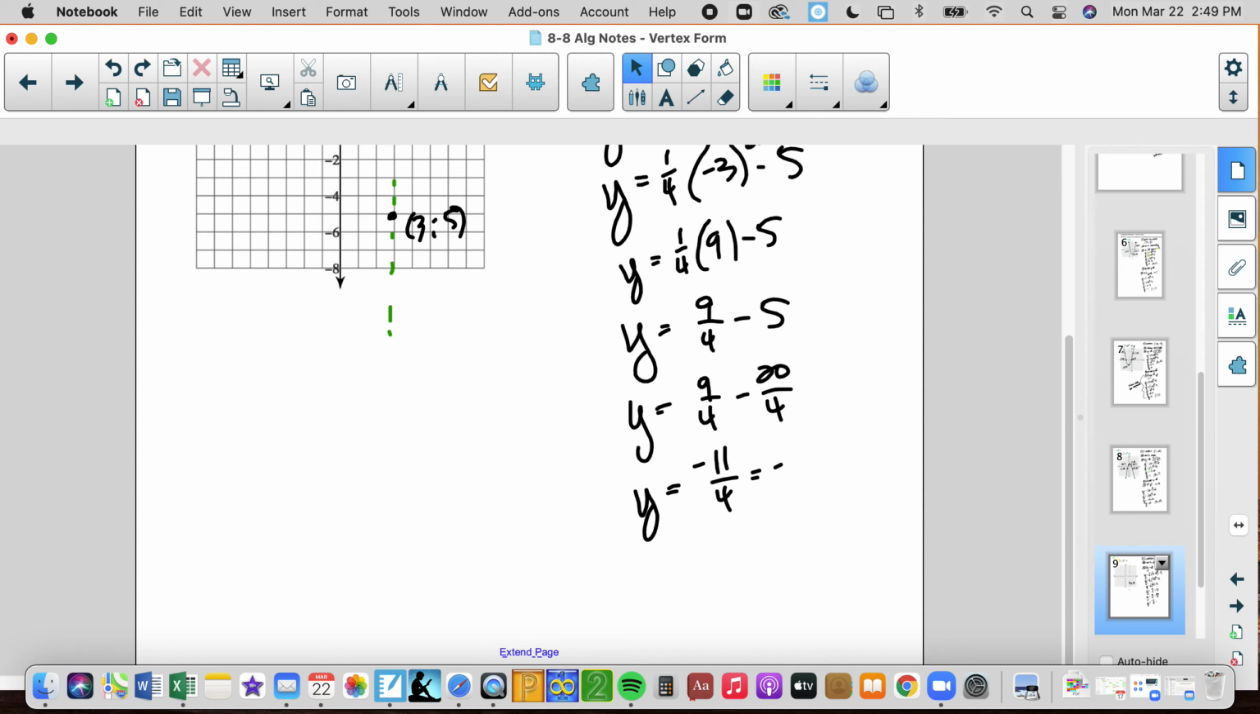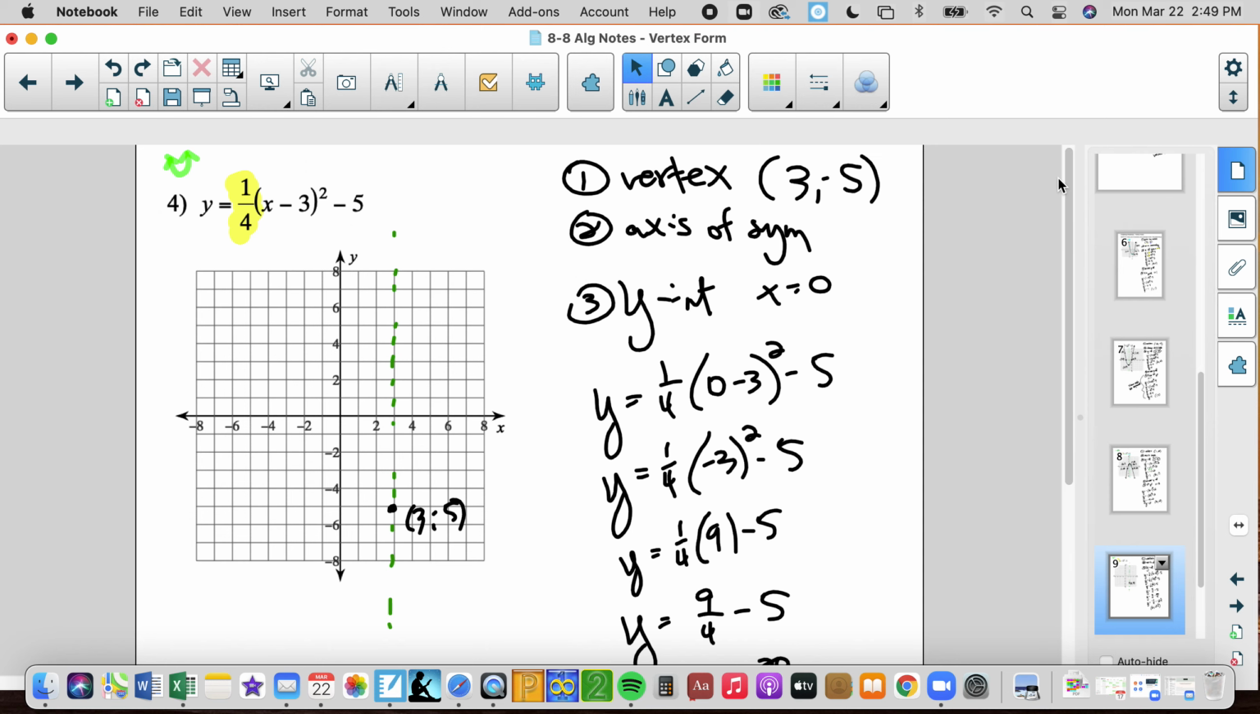What is that as a mixed number? That is negative 2 and 3/4. So when I plugged in 0, I got negative 2 and 3/4. Woo, baby. 0, negative 2 and 3/4 is right there. It is not here. That would be 1/4. As we go away, we're getting bigger. So negative 2, negative 2 and 3/4, negative 3, negative 4. So that location is there, and we label it 0, negative 2 and 3/4.